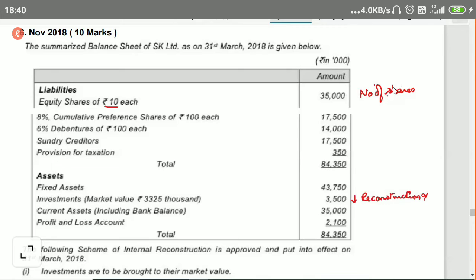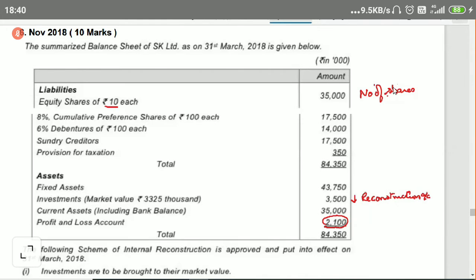Reconstruction account. There is no P&L during reconstruction. This is the danger thing. There's an accumulated loss of 21 lakhs. So this is a sinking company. Whenever there's such a big loss, 21 lakhs accumulated loss, it is a very dangerous position.